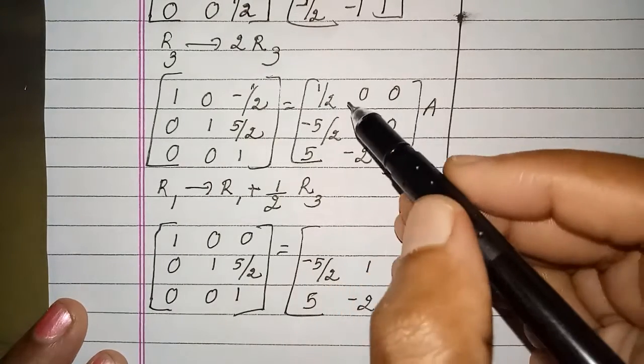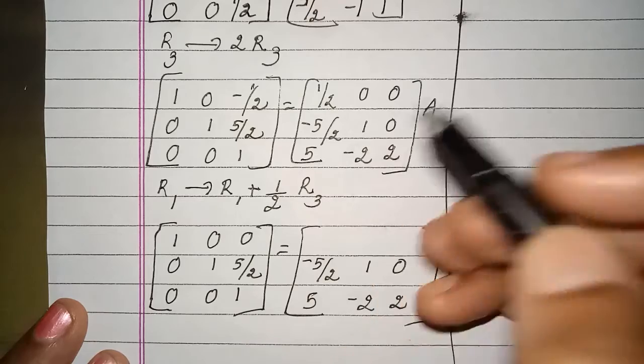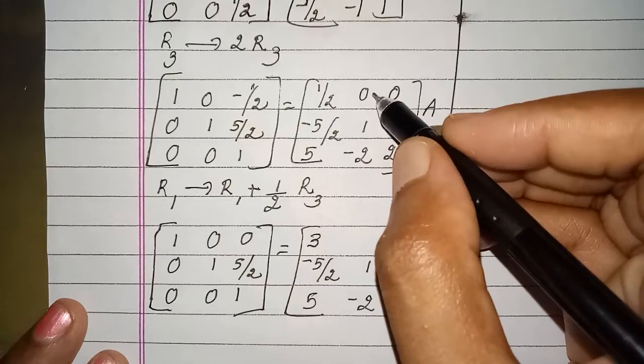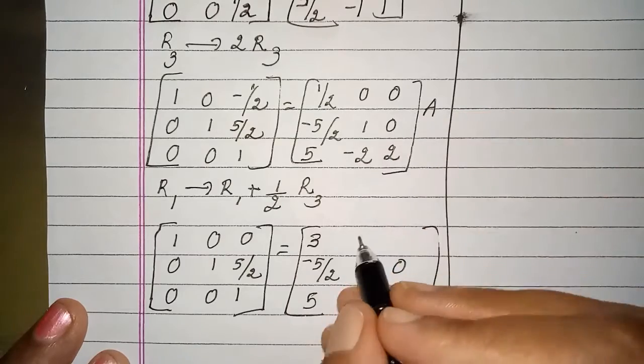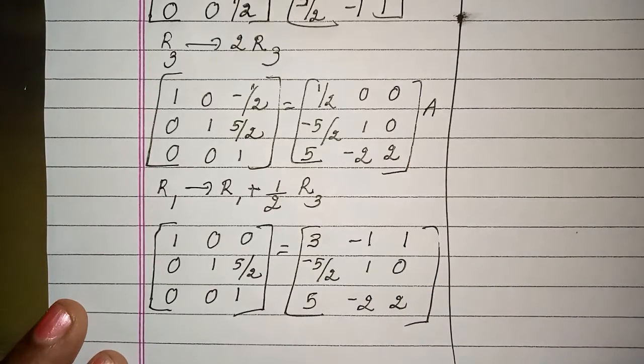Here also. Now here how it is? Half plus 5 by 2. Half plus 5 by 2 is 6 by 2, that is 3. 0. Okay, 0 plus half into minus 2. So it's minus 1. 0 plus 1.